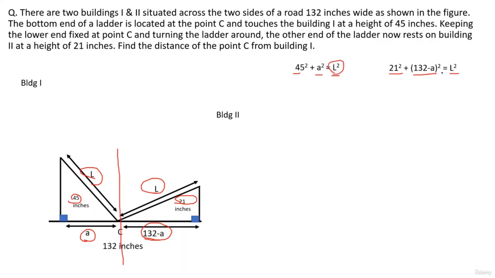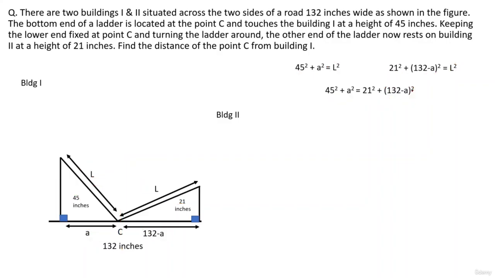Okay, L square is the same on the right hand sides, so equating the right hand sides, you have 45 square plus A square equals 21 square plus (132 minus A) the whole square. Right now, guys, if you open the right hand side using (A minus B) the whole square, generally people do that and they say the equation is very lengthy and the solving is very difficult.